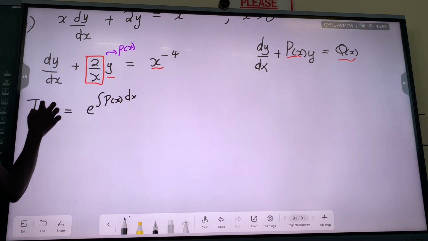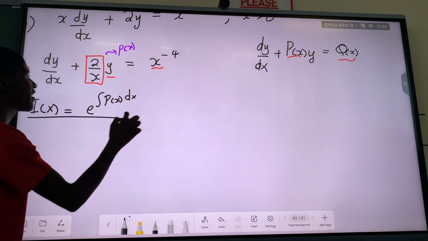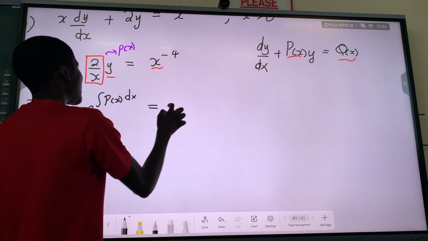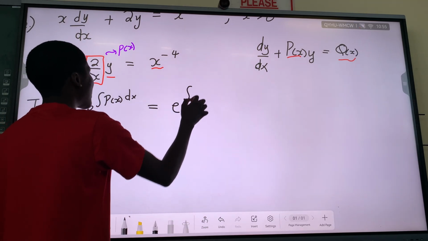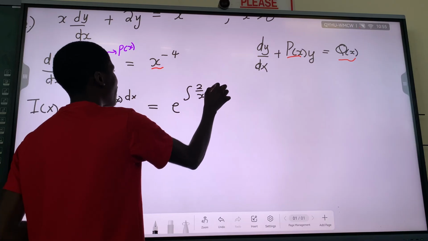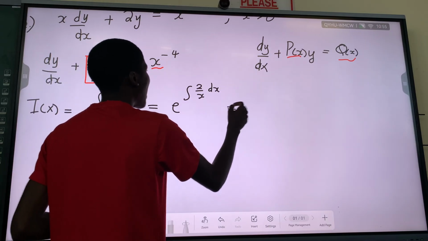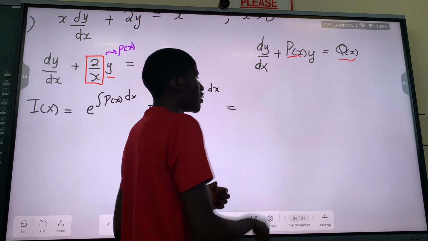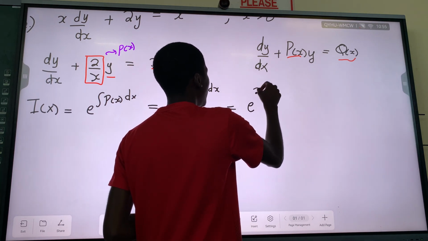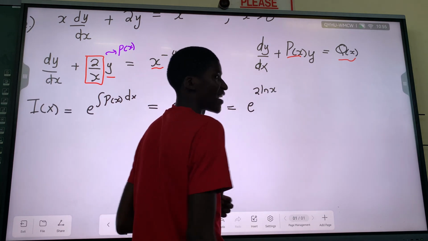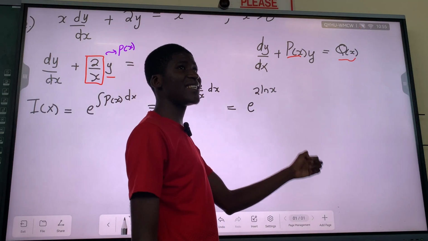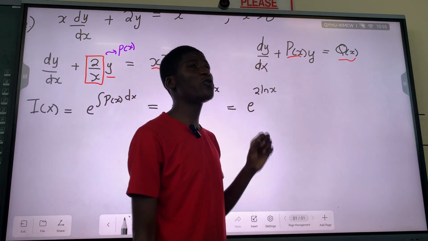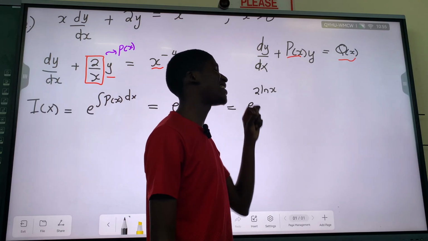I know we write I(x) to say that the integrating factor depends on x. But again, if we do just that, this is e to the power of the integral of 2 over x dx. The integral of 2 over x dx is what? 2 ln x. So e to the power of 2 ln x. You do not add constants here, it is unnecessary for this one. So this is e to the power of 2 ln x. What else can we do?